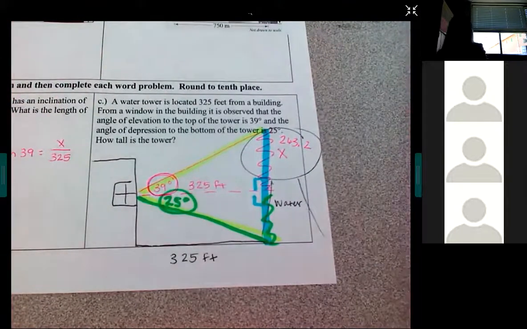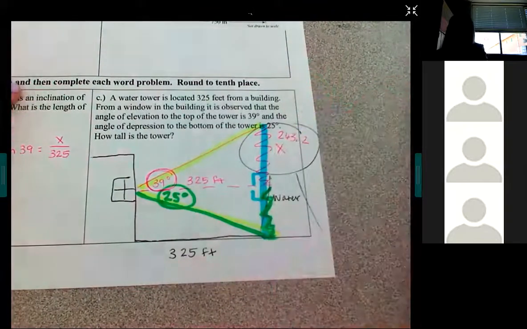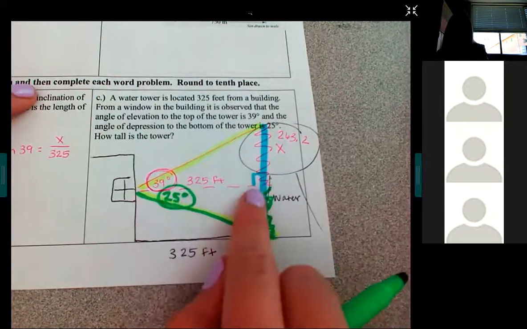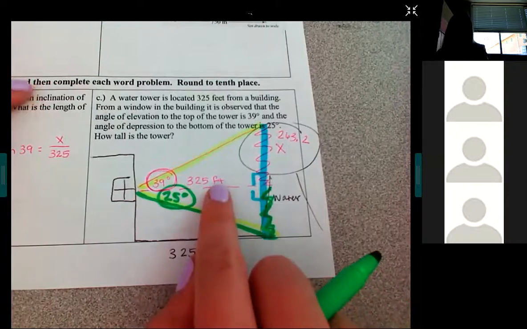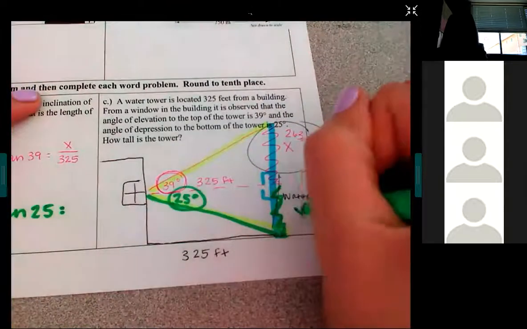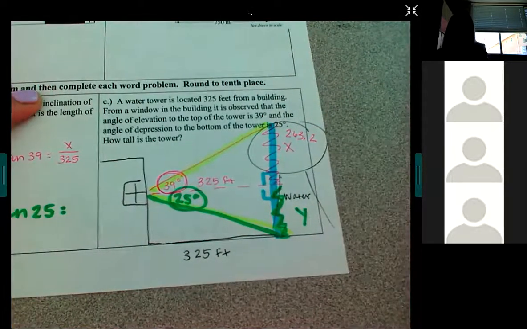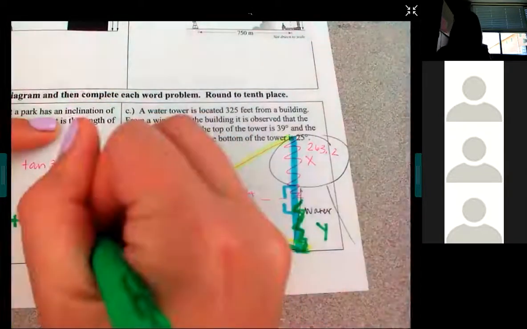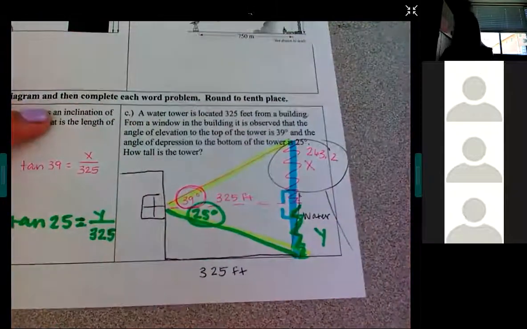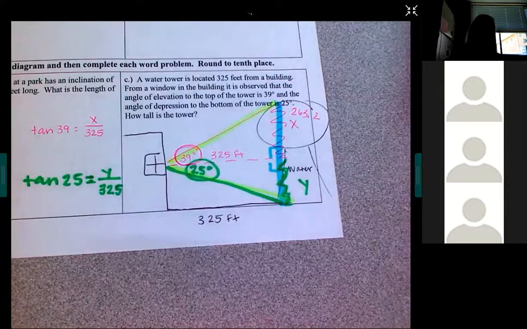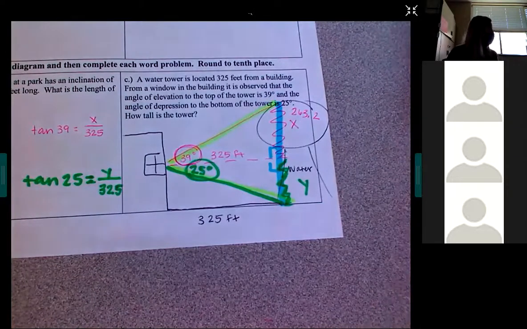Now, how do we find the bottom height of the water tower? Be careful. Tangent of 25, because look, the right angle's right there. So you've got the opposite and the adjacent. So tangent of 25 equals, are y'all good if I call this y? Because we already used an x. So tangent of 25 equals y over what? 325. So again, Jaden, what do we multiply by? 325. Very good. So I'm going to do 325 tangent of 25.